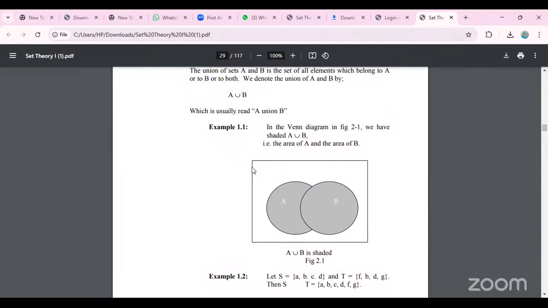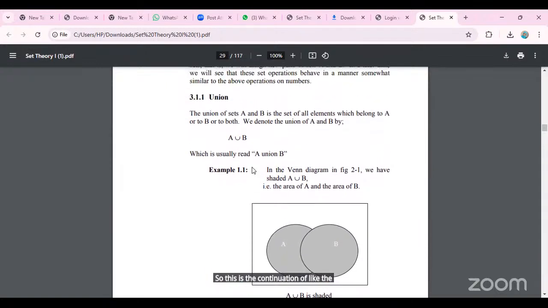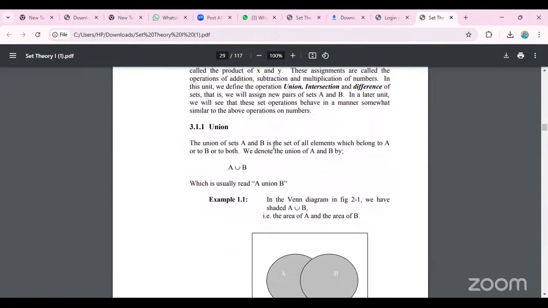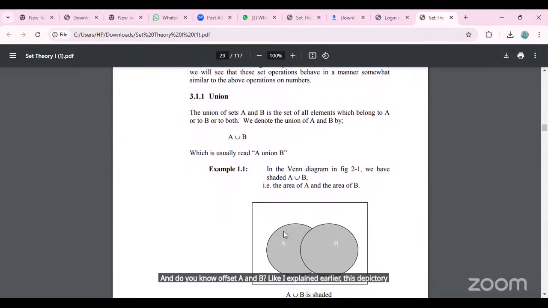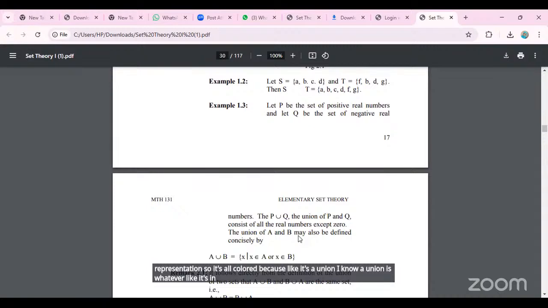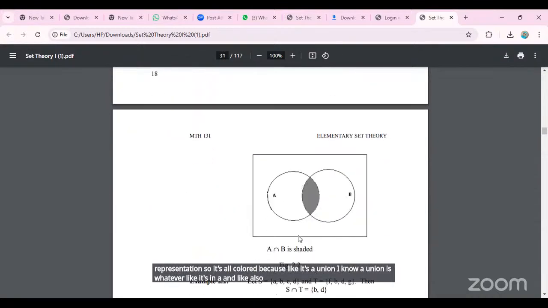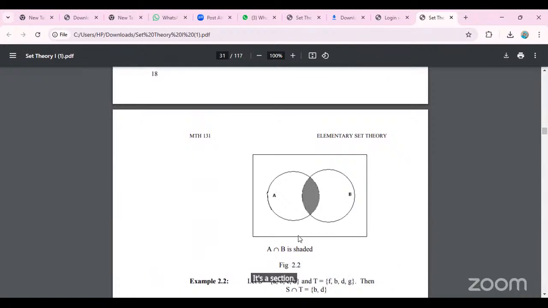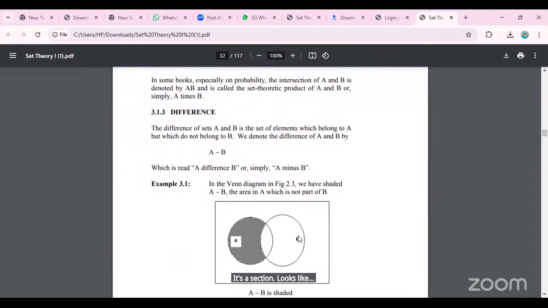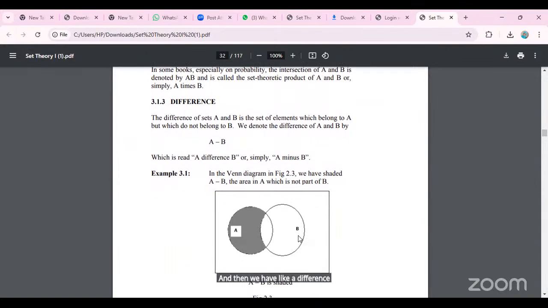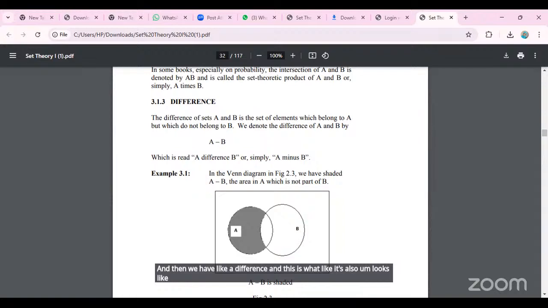So this is the continuation of the Venn diagram. The union of sets A and B, like explained earlier, this is the pictorial representation. It's all colored because it's a union. A union is whatever is in A and also in B, and this is what the pictorial representation of intersection looks like. And then we have a difference, and this is what it looks like. So I think that's a good cover of all of those.